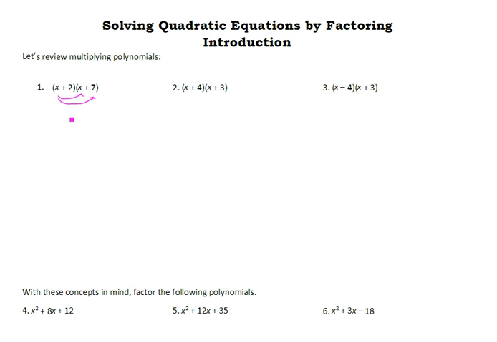We're just distributing that x through in order to get x squared plus 7x. Then we have to distribute the 2 through in order to get 2x plus 14. Okay, if you remember, we always combined those two middle terms. This is the outside and the inside term. So if we combine 7x and 2x, our final answer then would be x squared plus 9x plus 14.